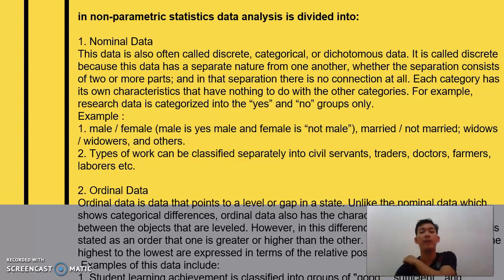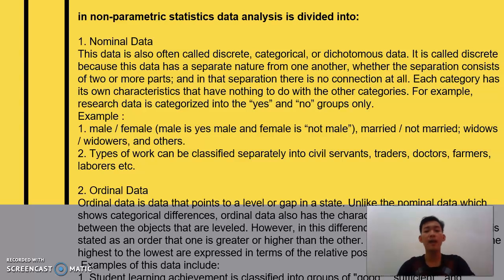Okay, for non-parametric statistics, data analysis is divided into the first one, nominal data, and the second one, ordinal data. Nominal data is called categorical or discrete data, because this data has separate natures from one another. For example, in nominal data, we research males or females. And another example, types of work can be classified as nominal data: civil servants, traders, doctors, farmers, laborers, and others.